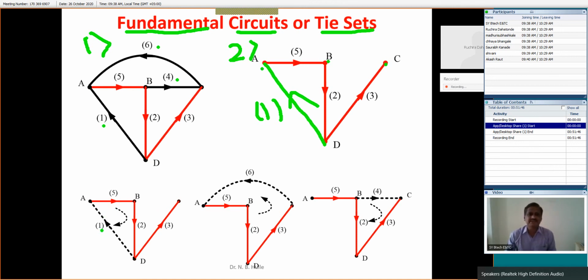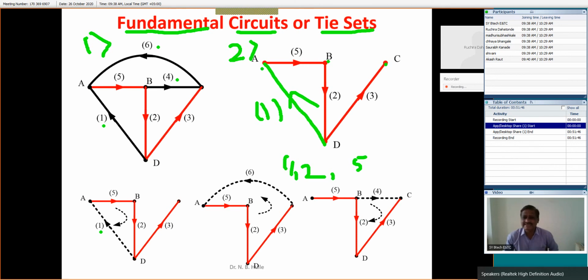If we are placing this link number 2 or cord number 2 or co-tree branch, it will form a loop, and this loop is nothing but the tie set, also known as a fundamental circuit, but the popular name is the tie set. What is tie set number 1? Tie set number 1 is 1, 2, 5.